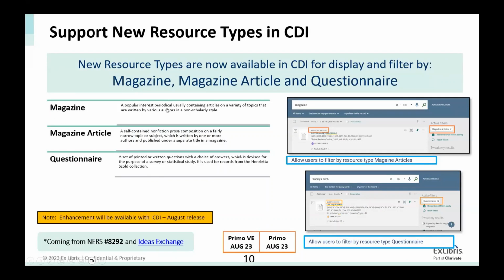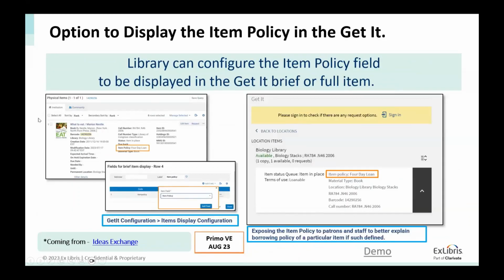And you can find the definition of those resource types. The resource types are available for display as the main resource type, and also available to filter by. As we understand, the request was to allow users to distinguish between article and magazine article. So you can do this by filtering, and also for questionnaire. And that's it. This enhancement is also coming from CDI, and it's available with the CDI August release, for both Primo VE and Primo August release. Okay.